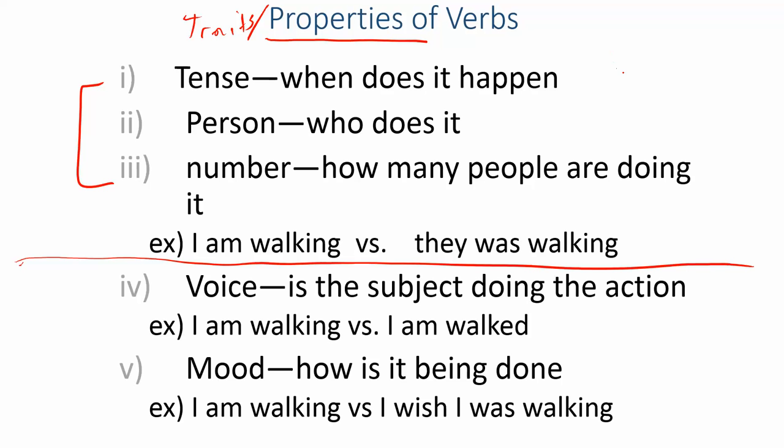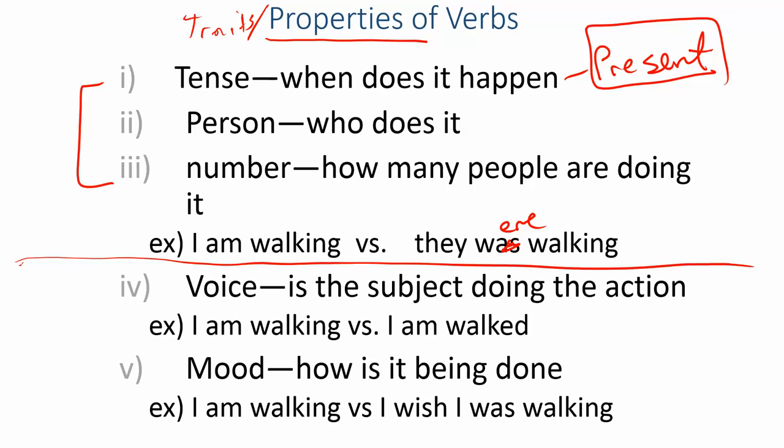Tense. Tense is when something is happening. Look at the example: I am walking versus they were walking. This is present tense, I am doing it now, versus past tense, they were doing it. In this video, we're just going to discuss present tense. So that's all this lesson is about. It's important that you know what present tense is.